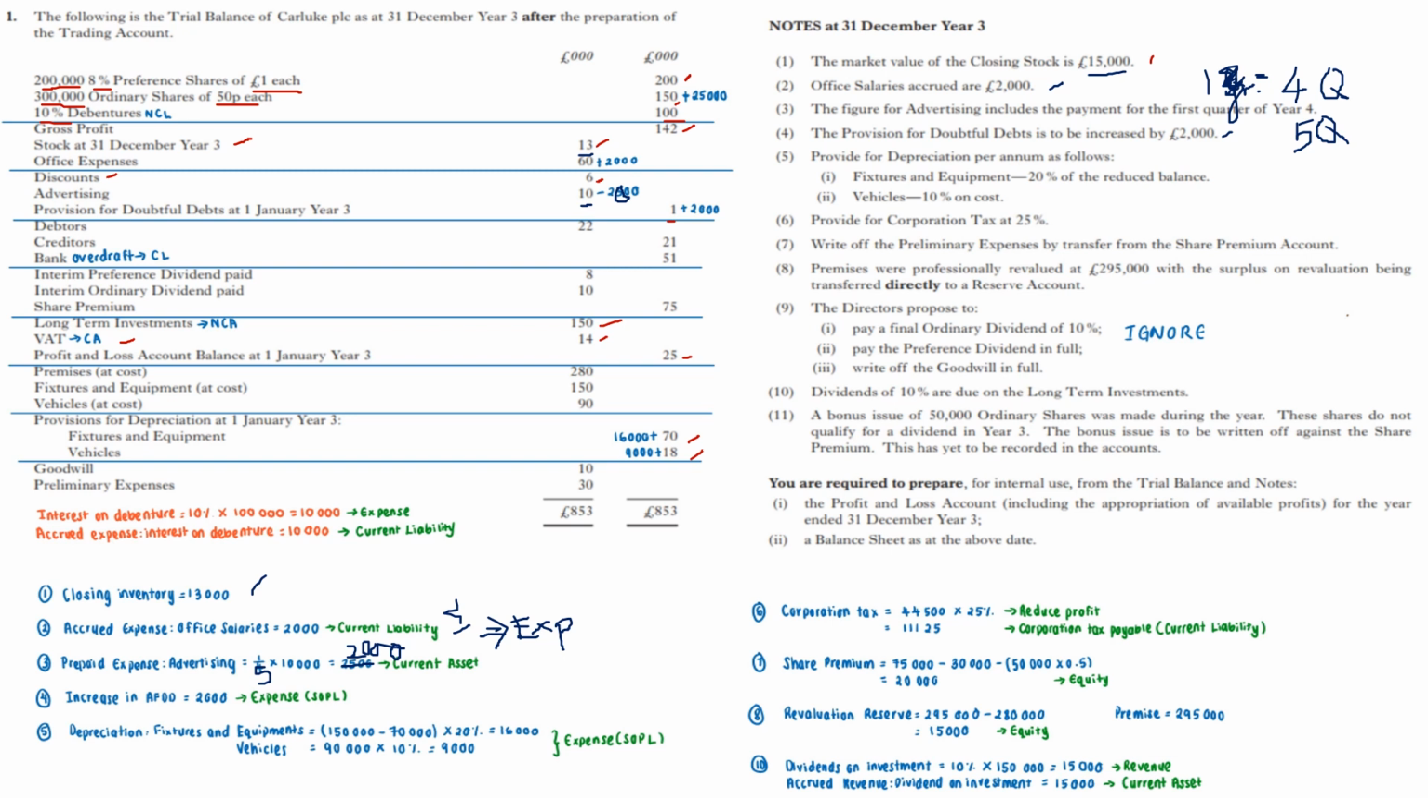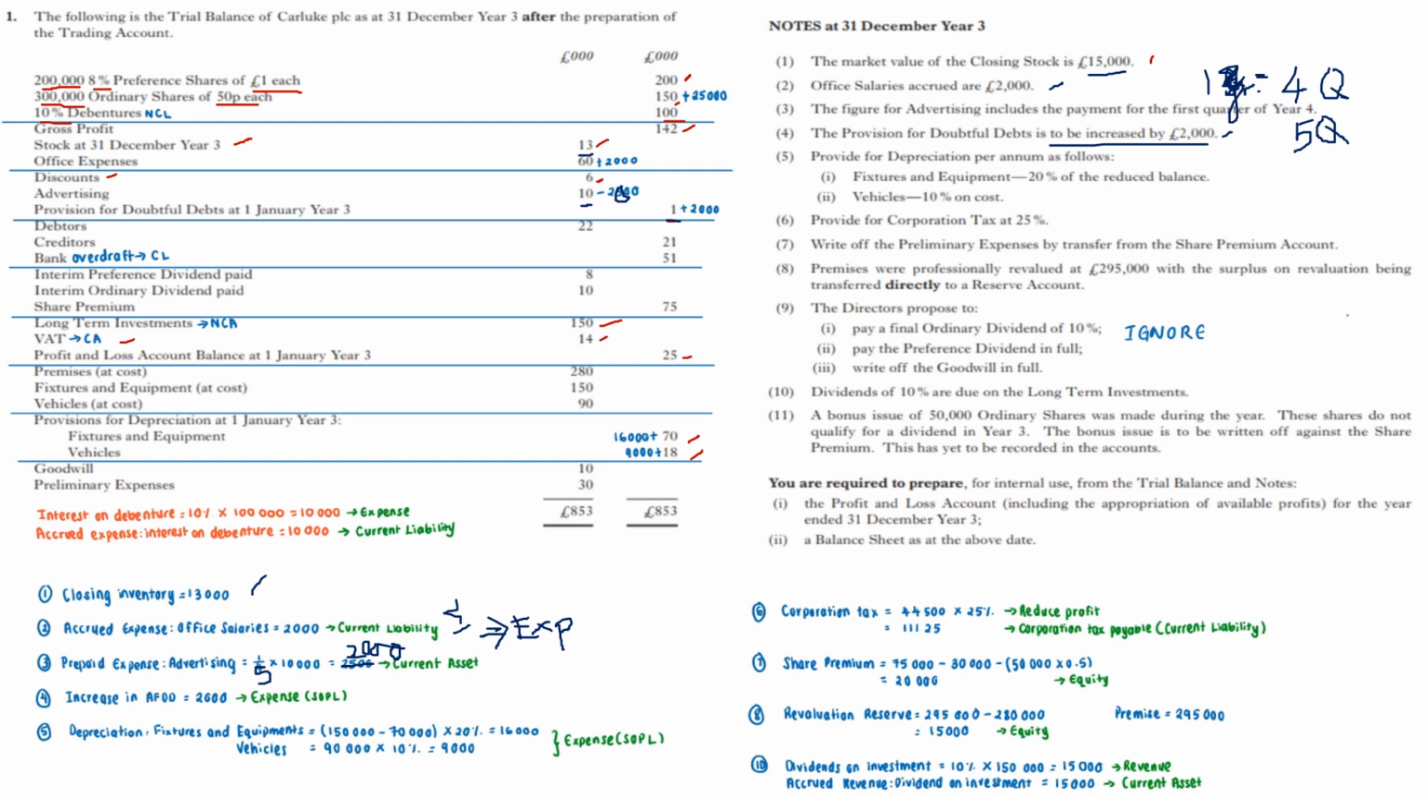So your provision for doubtful debts, originally it was from last year. Let's look here. It was 1,000. This is from 1st January year 3, meaning that it's from your year 2. So the new AFDD, or the new provision for doubtful debts, is 2,000, meaning that there's an increase of 1,000. Sorry, here it is to be increased by 2,000.